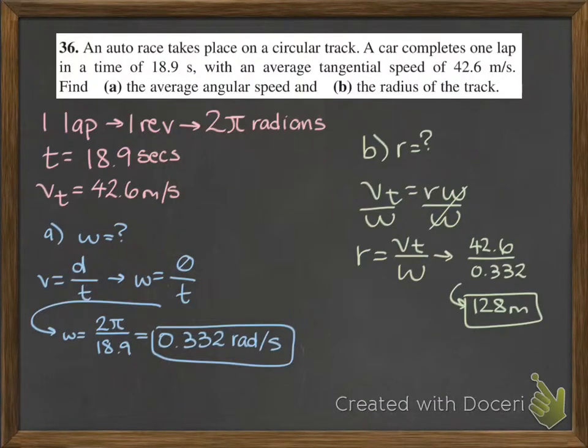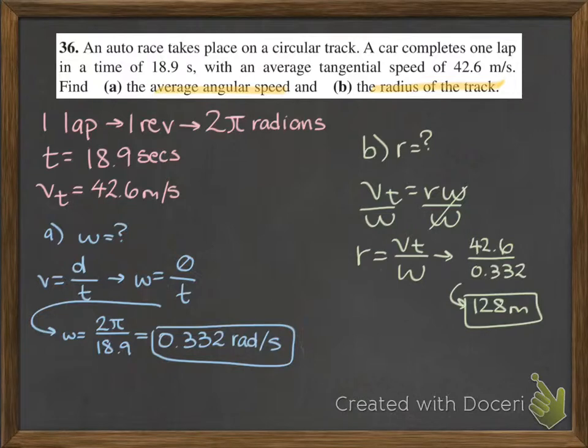Okay, so an auto race takes place on a circular track. A car completes one lap in a time of 18.9 seconds with an average tangential speed of 42.6 meters per second. Find the average angular speed and the radius of the track. So, 1 lap, 1 revolution, 2 pi radians. We put that down as our distance. Time is 18.9 seconds. Tangential velocity is 42.6 meters per second. So they're asking us for the first part, A, angular speed.